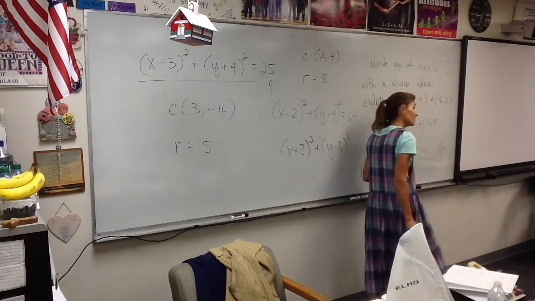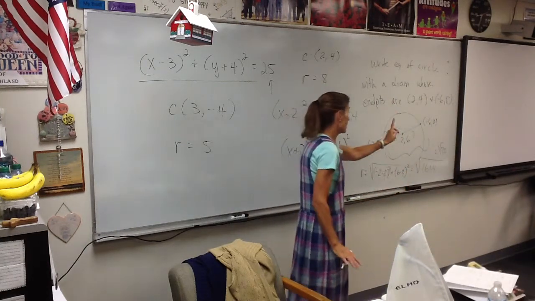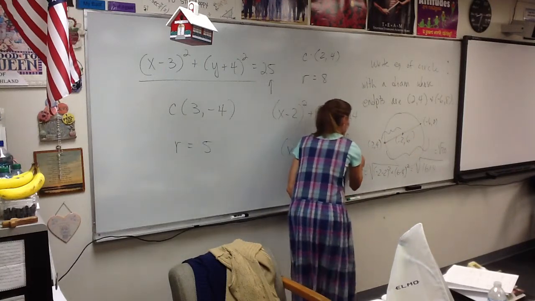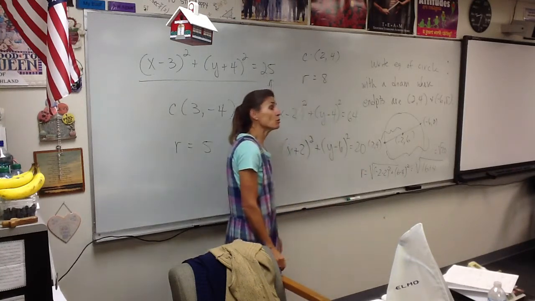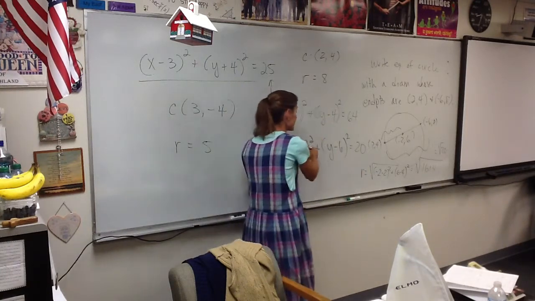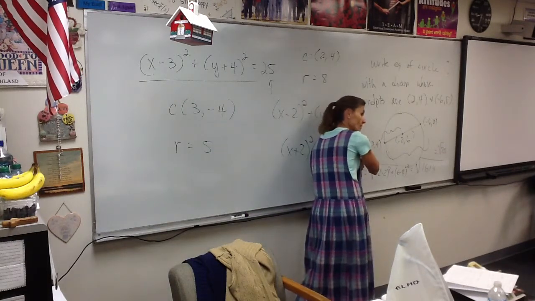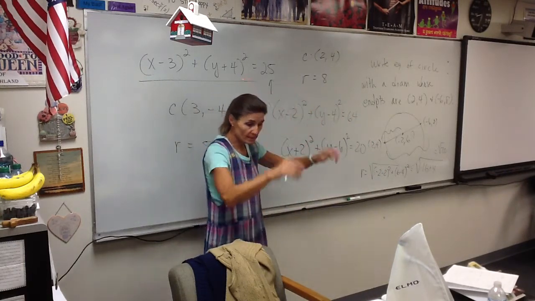Now this time I'm not going to reduce it. Easier if I don't. If the radius is root 20, what's going to go here in my equation? 20. Because remember, in your equation, it's x is squared, y is squared, r is squared. This is r squared. There it is. Beautifully done.